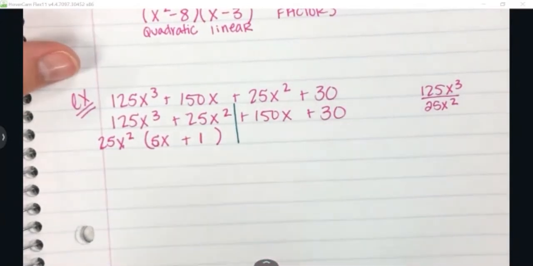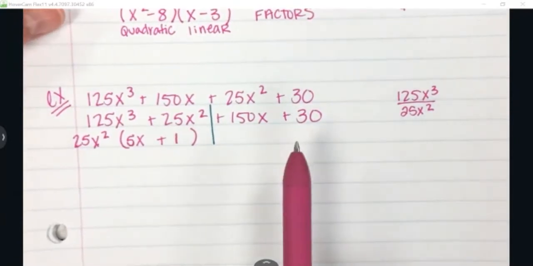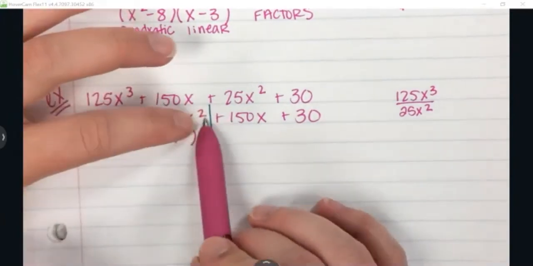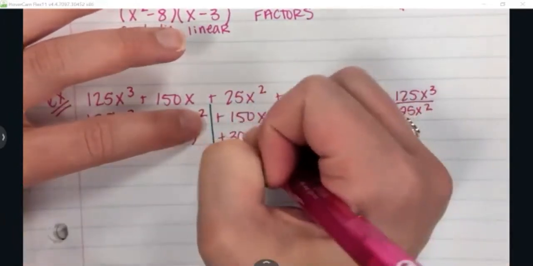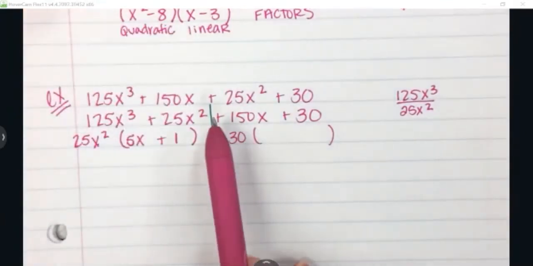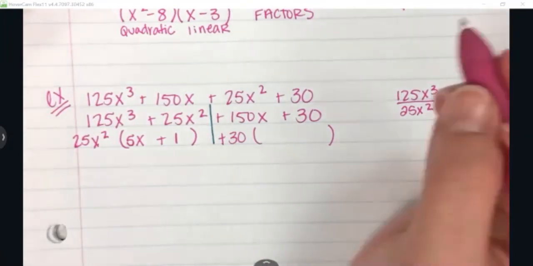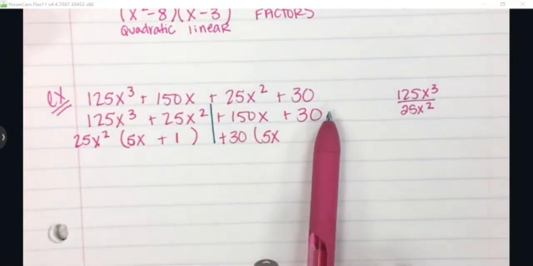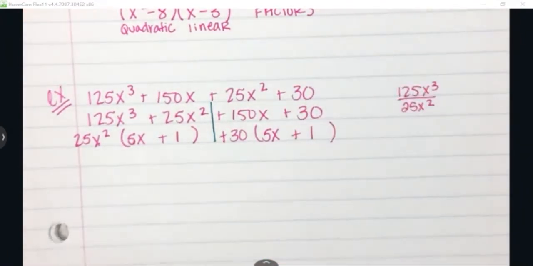150x plus 30. What can I divide both of those by? 30. Very good. Positive or negative? Why positive? You have to do whatever's next to this right here. So a positive 30. What is 150x divided by 30? 5 what? 5x. Very good. If you don't know, use your calculator. What is 30 divided by 30? 1. Now check, do my parentheses say exactly the same thing?